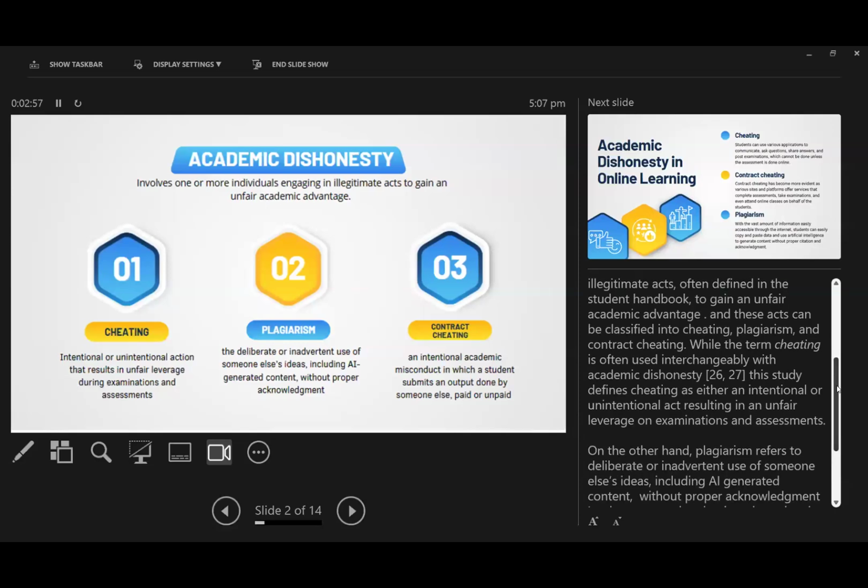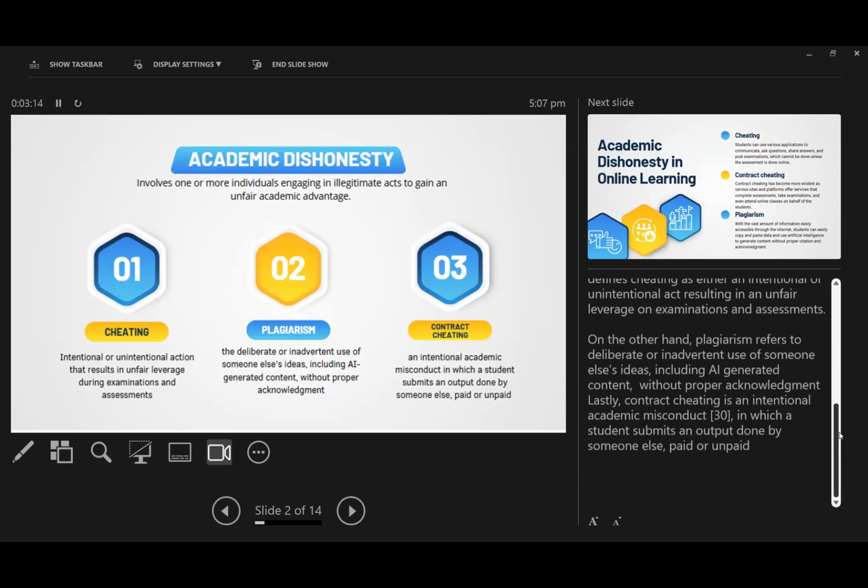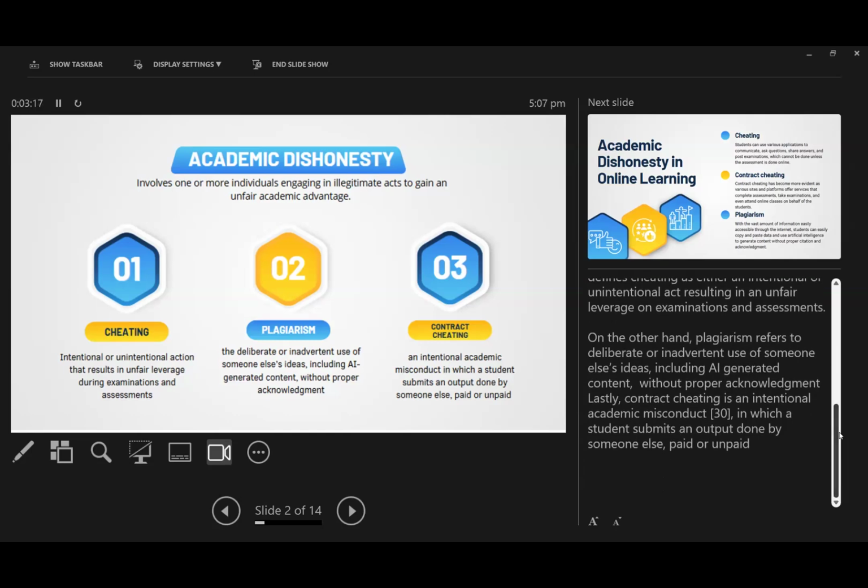While the term cheating is often used interchangeably with academic dishonesty, in our study, it is defined as either an intentional or unintentional act resulting in an unfair leverage on examinations and assessments. On the other hand, plagiarism refers to deliberate or inadvertent use of someone else's ideas. This includes AI generated content and without proper acknowledgement. Lastly, contract cheating is an intentional academic misconduct in which a student submits an output done by someone else. This may be paid or unpaid.